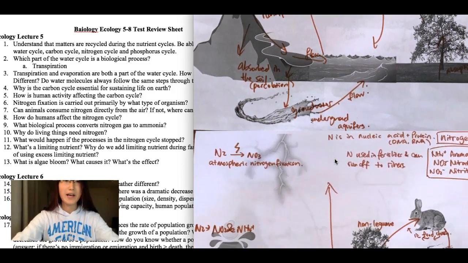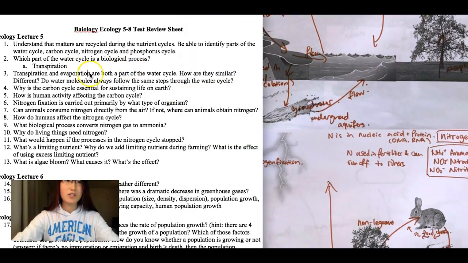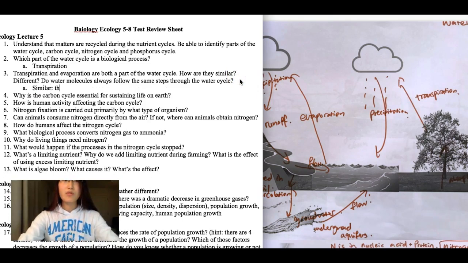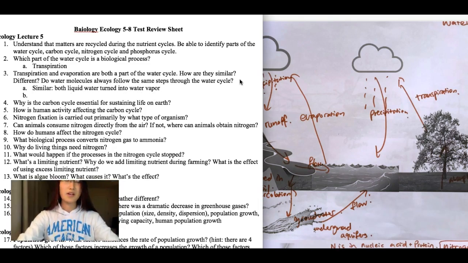The next question is: transpiration and evaporation are both a part of the water cycle. How are they similar? They're both liquid water turned into gas, into water vapor, right? How are they different? Transpiration is a biological process, and evaporation doesn't have to be.